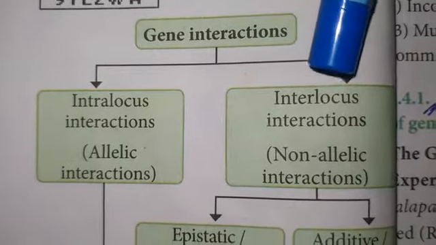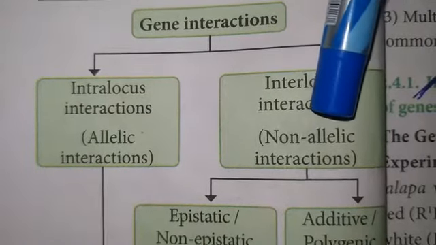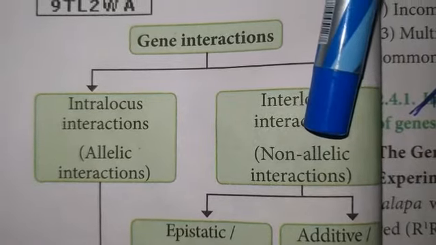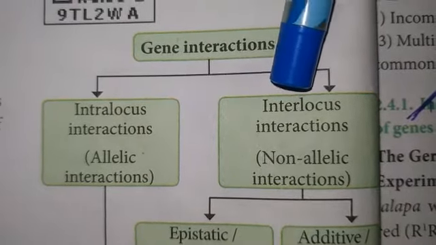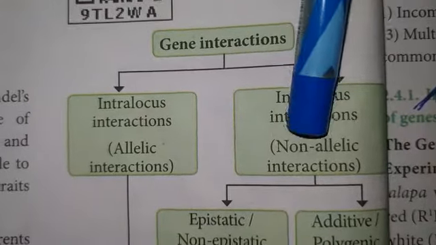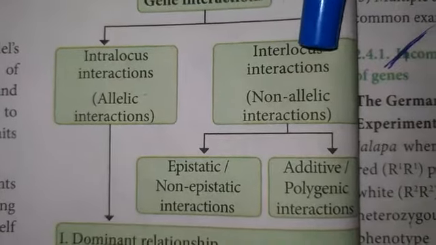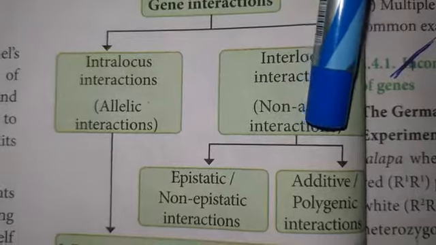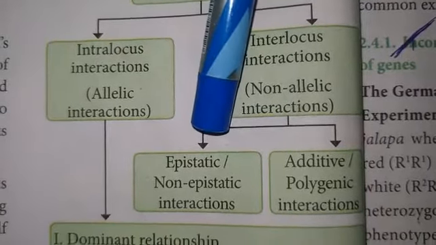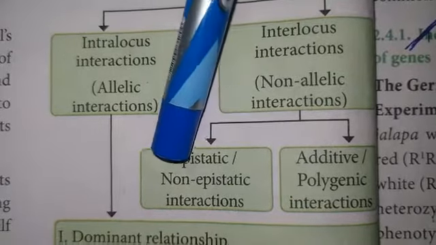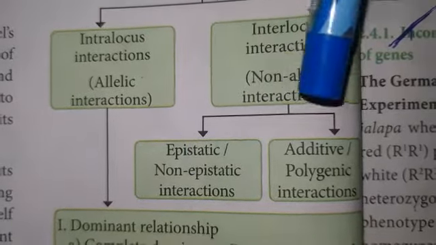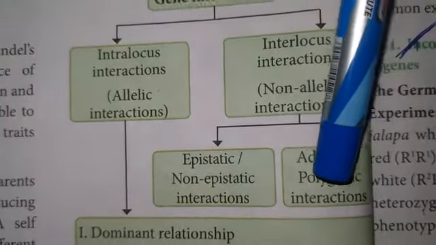In interlocus interaction, the interaction takes place between non-allelic genes. Interlocus interaction is classified into epistatic and additive: epistatic or non-epistatic interaction, and additive or polygenic interaction.